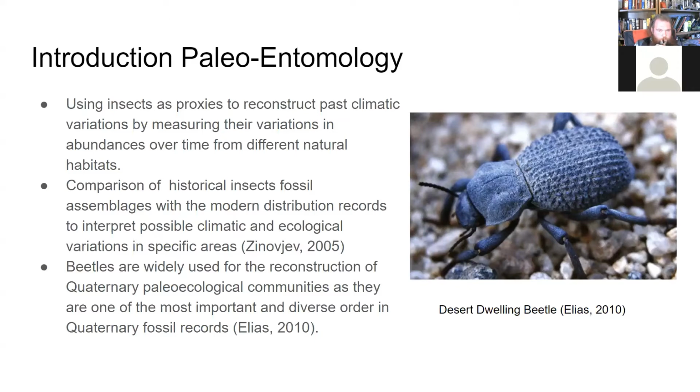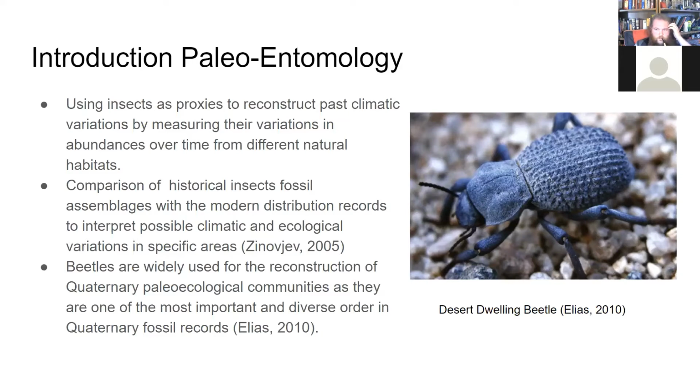So basically, paleoentomology is a science that uses insects as proxies to reconstruct past climatic variations by measuring or recording them, and trying to compare their variations and the distribution of abundance over time from different natural habitats. With that, we can compare historical insect fossil assemblages with some modern distribution records to interpret possible climatic and ecological variation in some specific areas.